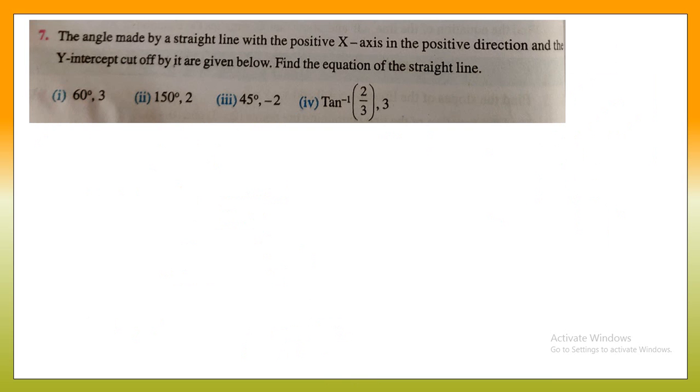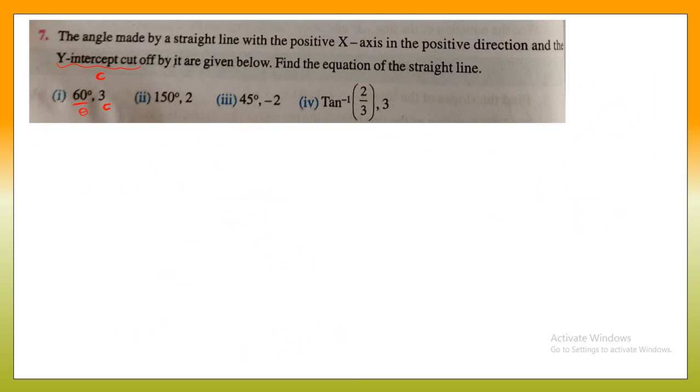The angle made by a straight line with the positive direction of x-axis in the positive direction and the y-intercept cutoff. So y-intercept cutoff means, what he has given? Small c value is given, right? So find the equation of the straight line. Now what he has given? So inclination, theta, is given and slope intercept is given.